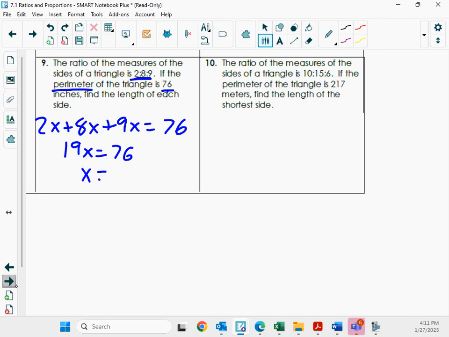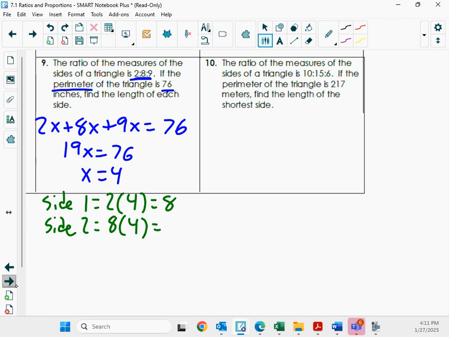And so I get x equals 4. So side 1 equals 2 times 4, which is 8. Side 2 is 8 times 4, which is 32. And side 3 is 9 times 4, which is 36. What do you think is going to happen if I add those three up? We're going to get 76.